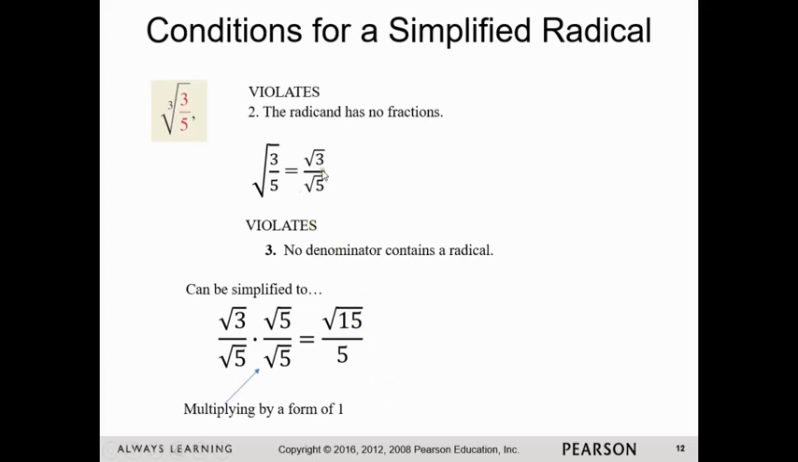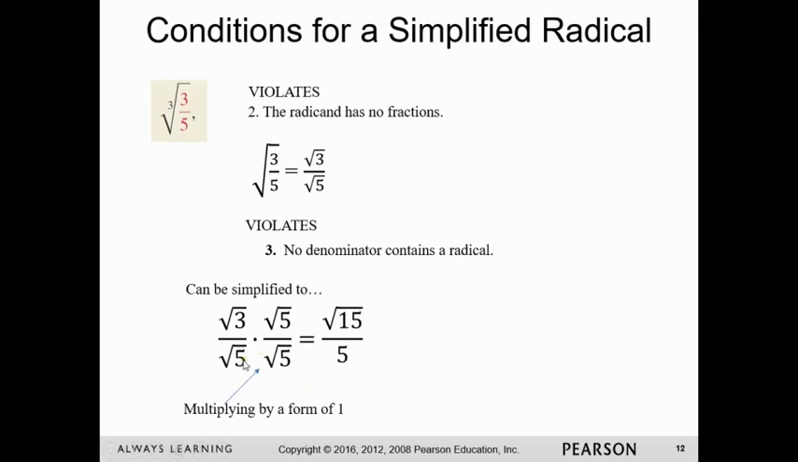The first being that we can't have any fractions. Then we have a radical in the denominator, and then we multiplied by square root of 5 over square root of 5, which is the same thing as 1, right? Square root of 5 divided by square root of 5 is 1. A number divided by itself is 1. This is called rationalizing the denominator.